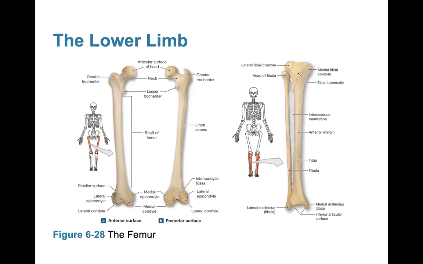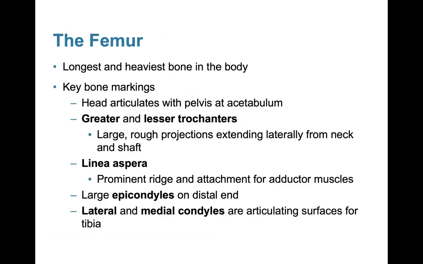So here's the femur. And then on the right-hand side here, we can see the tibia, which is the larger of the 2 bones, and the fibula. I want to make a note that the fibula is not a weight-bearing bone. All the weight is actually transmitted down the tibia. So the femur is the longest and heaviest bone in the body.